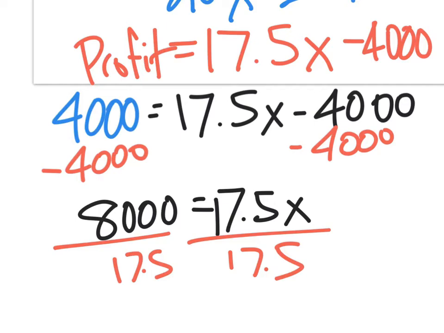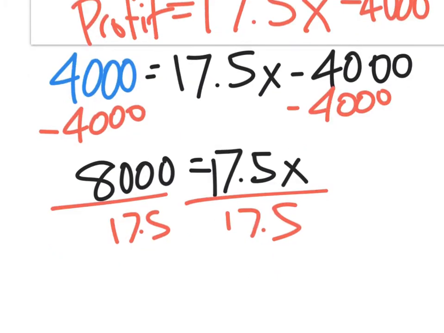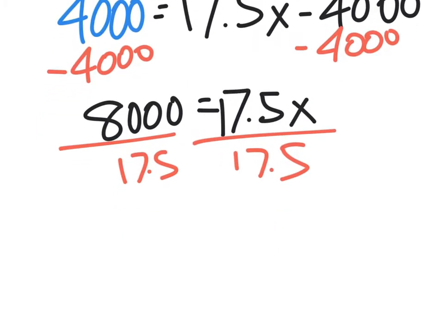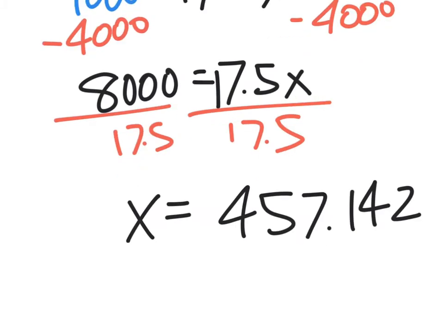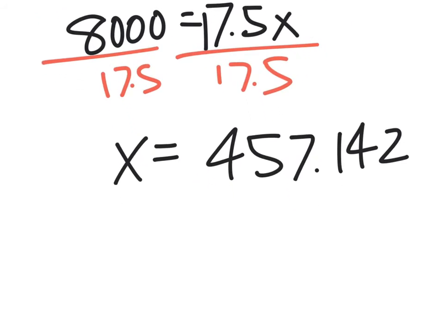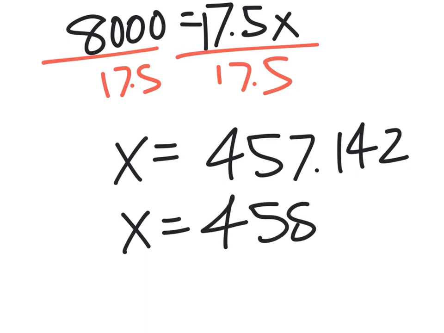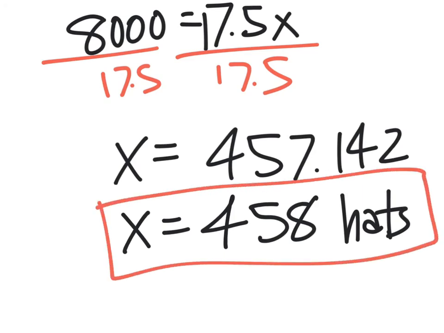And x equals 457 point 142, whatever. So for her to make a profit, she's got to sell 458 hats. Beautiful. And once she sells that, she'll have $4,000 in profit. Nice.